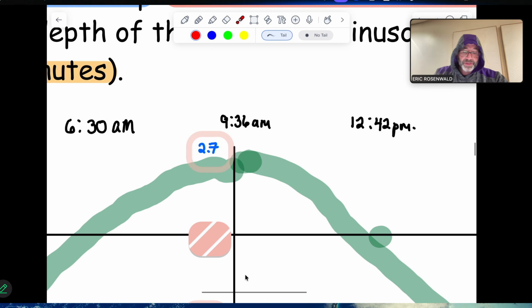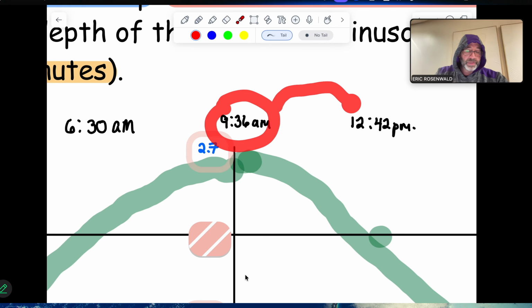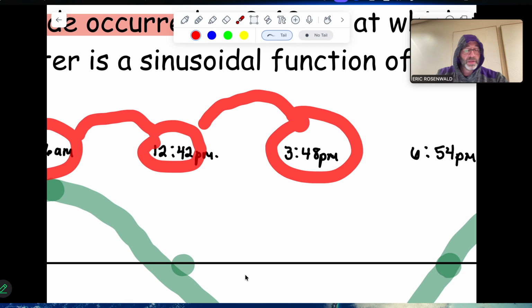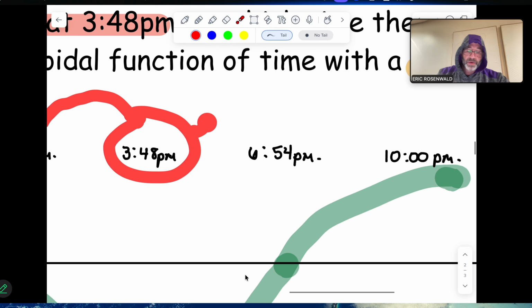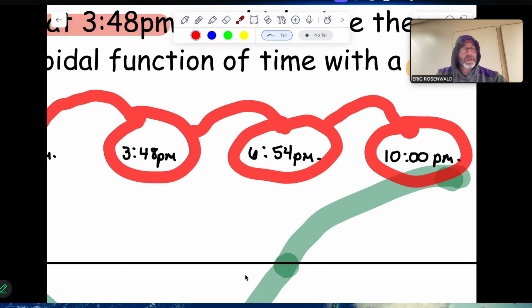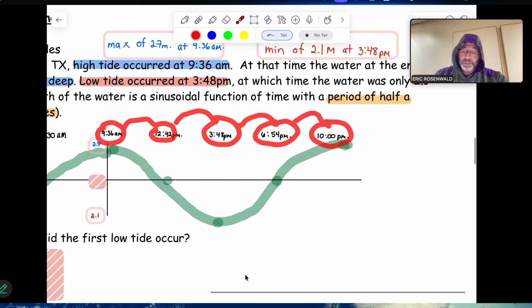So if I start at 9:36 and I add 3 hours and 6 minutes, I'm going to end up at 12:42 p.m. If I then add from here 3 hours and 6 minutes, I'm going to end up at 3:48 p.m. If I then add 3 hours and 6 minutes, I'm going to be at 6:54. And then if I add 3 hours and 6 minutes, I'm going to be at 10 p.m. Now I'm going to stop there because if I keep going, 3 more hours is going to put me into tomorrow.